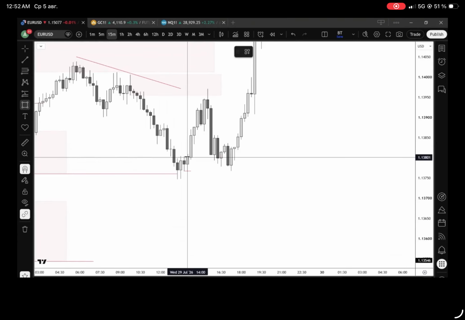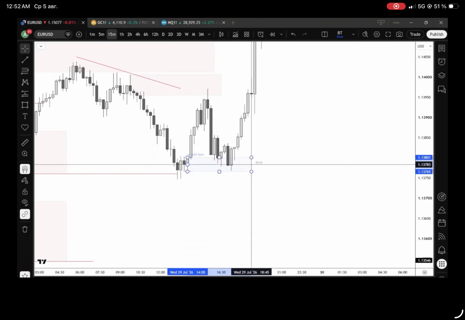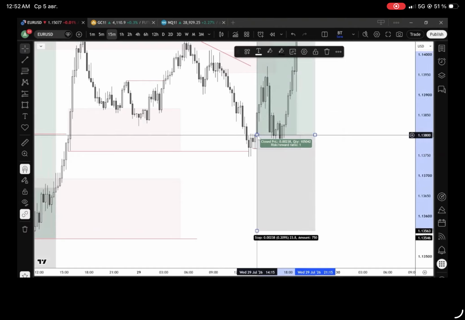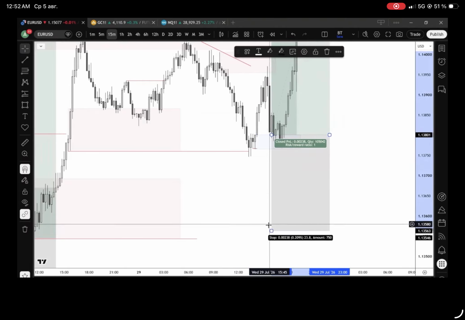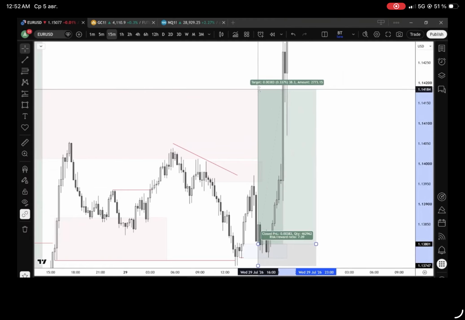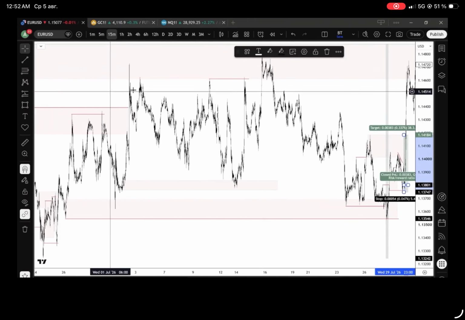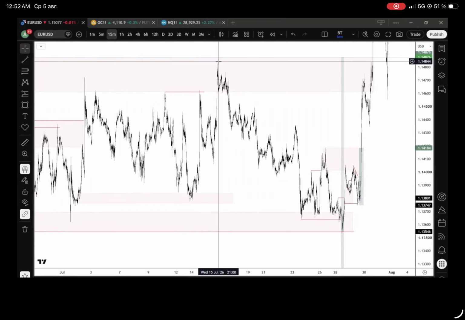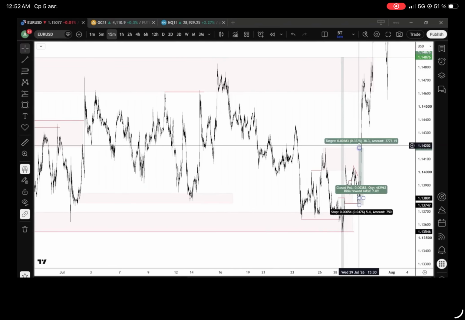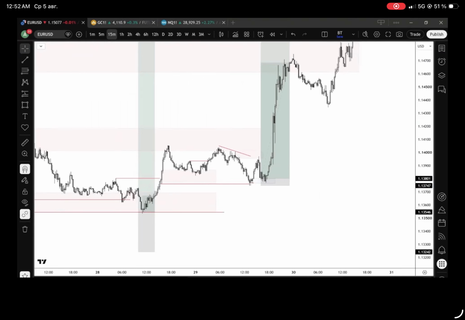So I can mark that LB out. Now anywhere in this LB is an entry. Okay, anywhere in this LB is an entry. So as soon as we tapped back into this LB, stops at the lows, targeting those same highs. Okay, now we also have our higher time frame target, which caused this A to B, this high caused this low. Okay, so you could have taken it all the way back up to the highs, especially on the CFD account.